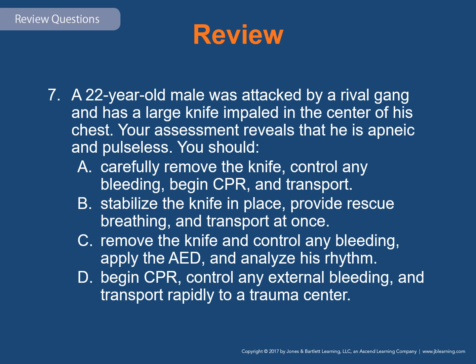Review question 7. A 22-year-old male was attacked by a rival gang and has a large knife impaled in the center of his chest. Your assessment reveals he is apneic and pulseless. You should A, carefully remove the knife, control any bleeding, begin CPR, and transport. B, stabilize the knife in place, provide rescue breathing, and transport at once. C, remove the knife and control any bleeding, apply the AED, and analyze his rhythm. Or D, begin CPR, control any external bleeding, and transport rapidly to a trauma center. Read these carefully. Use your logic, plus the knowledge you've built up till now, and I know you'll get the correct answer.